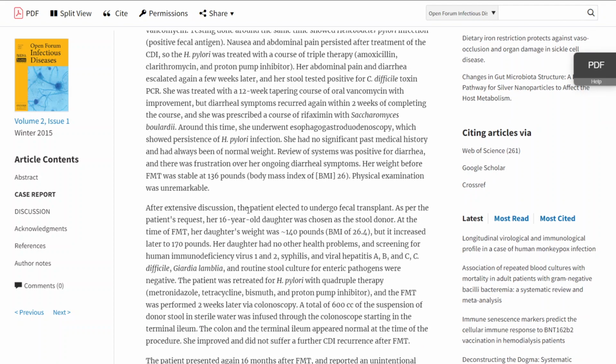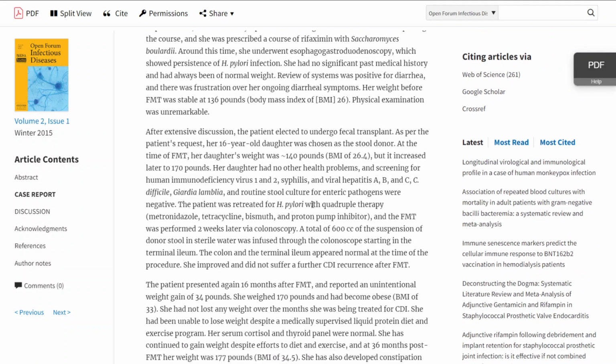After extensive discussion, the patient elected to undergo fecal transplant. As requested, her 16-year-old daughter was chosen as her donor. So she was going to get the gut microbiome from her 16-year-old daughter placed into her. Her daughter was not obese, around 140 pounds, BMI of 26, but later her daughter became obese soon after this. Her daughter was otherwise healthy and didn't have any problems, and then they got some stool from the daughter.